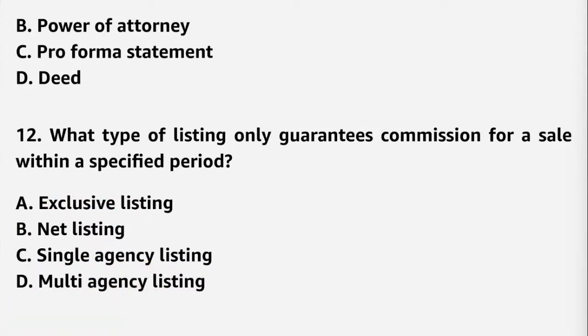What type of listing only guarantees commission for a sale within a specified period? A, exclusive listing. B, net listing. C, single agency listing. Or D, multiple agency listing. So it guarantees commission for the sale within a certain time frame, right? Start and end date.